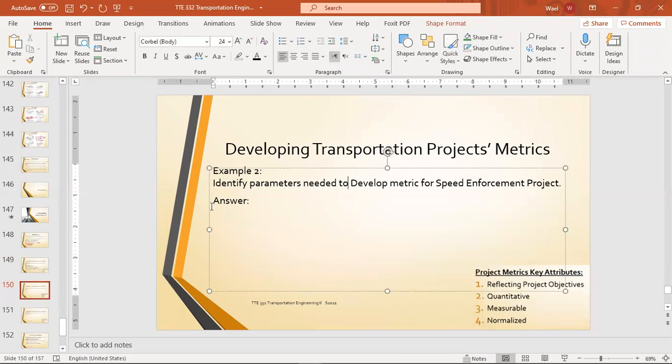Now, identify parameters needed to develop a metric for a speed enforcement project. For example, we want to put Saher cameras. So how can we measure the performance? We collect data from before and after. Excellent. So what do we do with that?